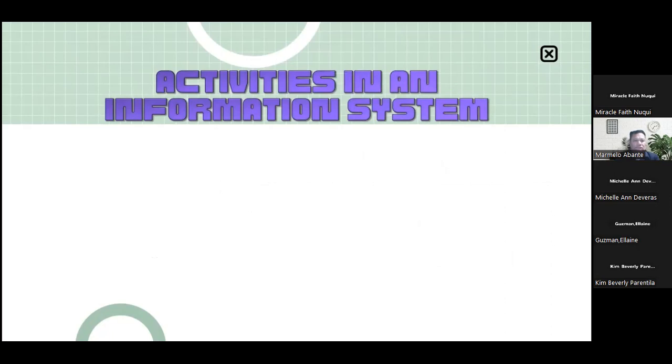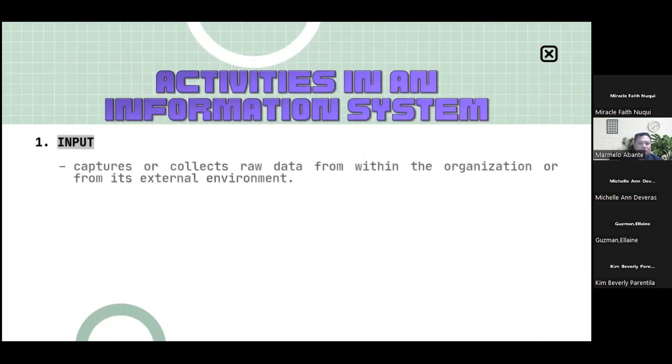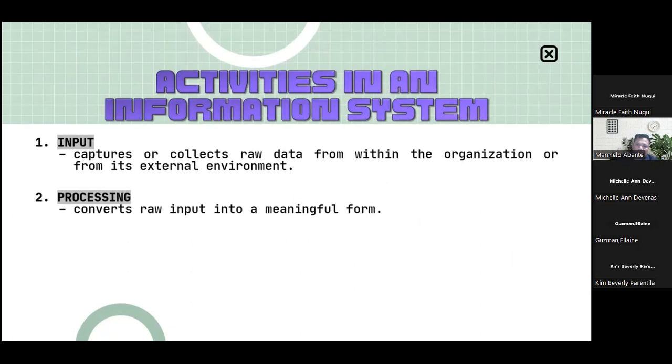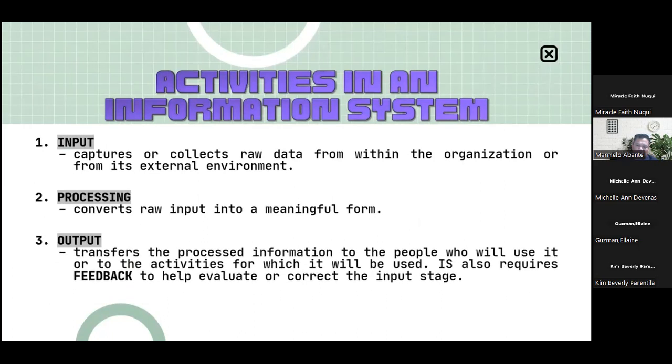There are three activities in an information system that produce the information that organizations need to make decisions, control operations, analyze problems, and create new products or services. These activities are input, which captures or collects raw data from within the organization or from its external environment. Next is processing, which converts raw input into a meaningful form. Lastly is the output, which transfers the processed information to the people who will use it or to the activities for which it will be used.